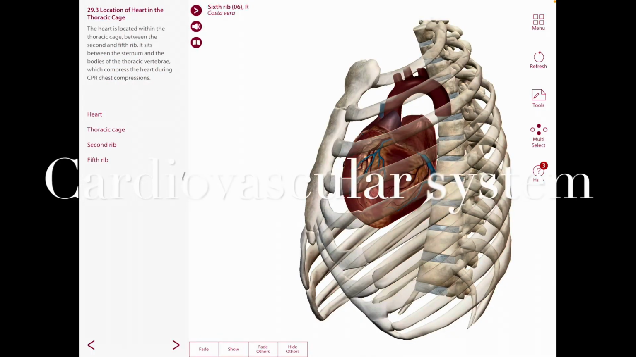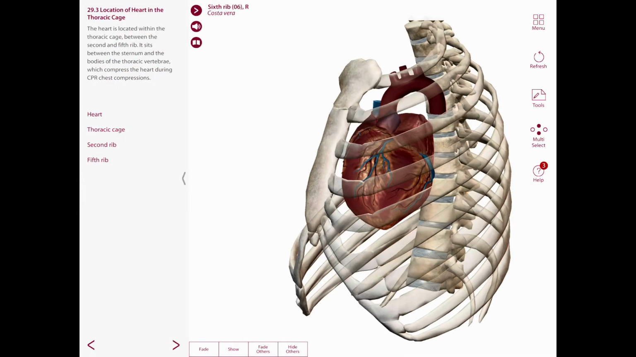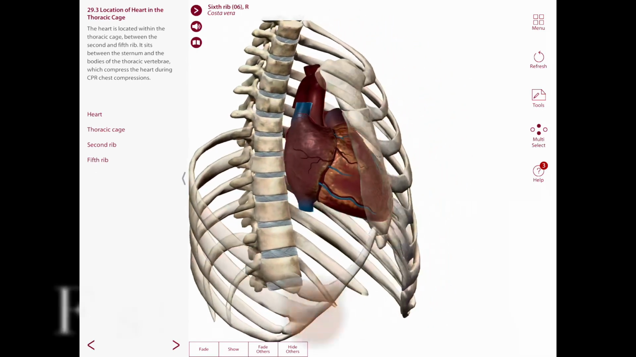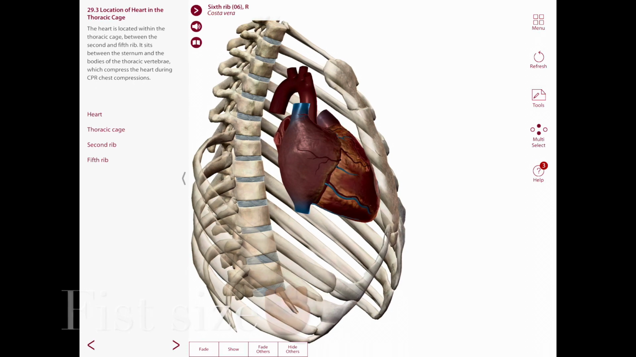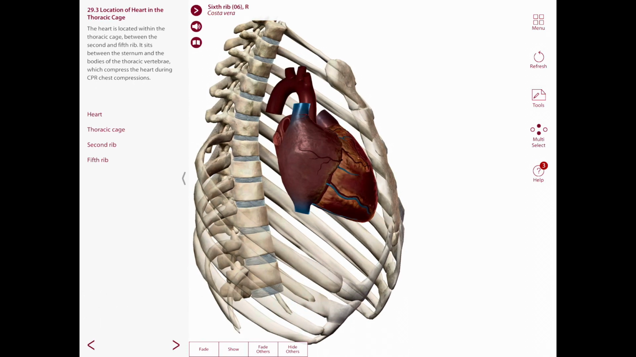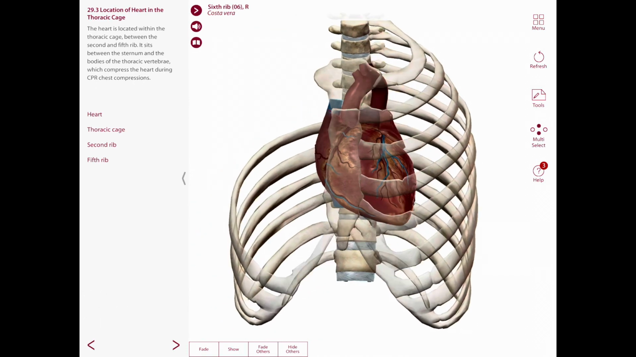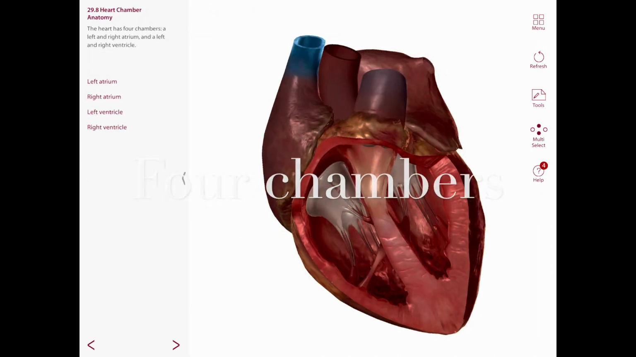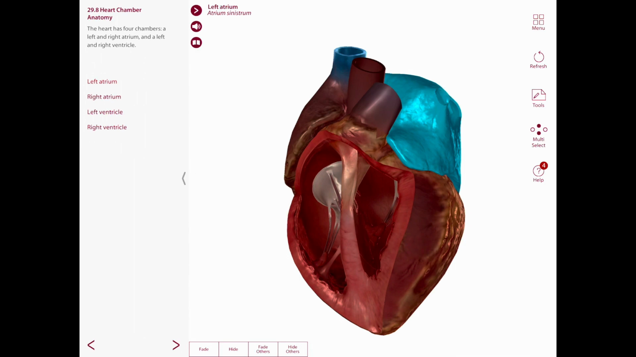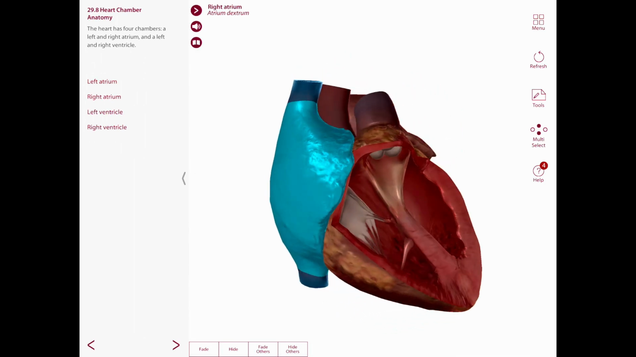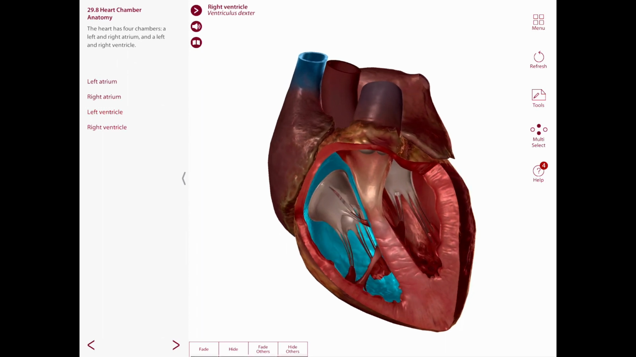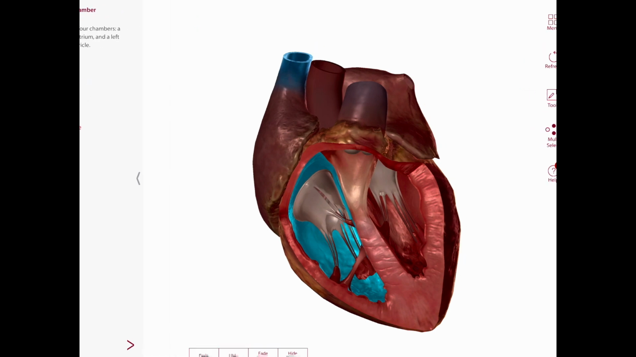The cardiovascular system is composed of blood, the heart, and the blood vessels. But the heart, as you can see here, is a fist-sized muscle that is located within the thoracic cavity or thoracic cage. The heart is a four-chamber organ. As you can see here, it has the left atrium, the right atrium, the left ventricle, and the right ventricle. And it is primarily composed of cardiac muscle tissue.